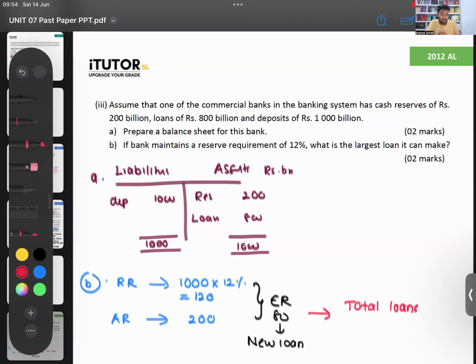Right now they have given 800. If they give this 80, the total loans would be 880 billion. So you can answer that question, whether they are asking for new loans or total loans.